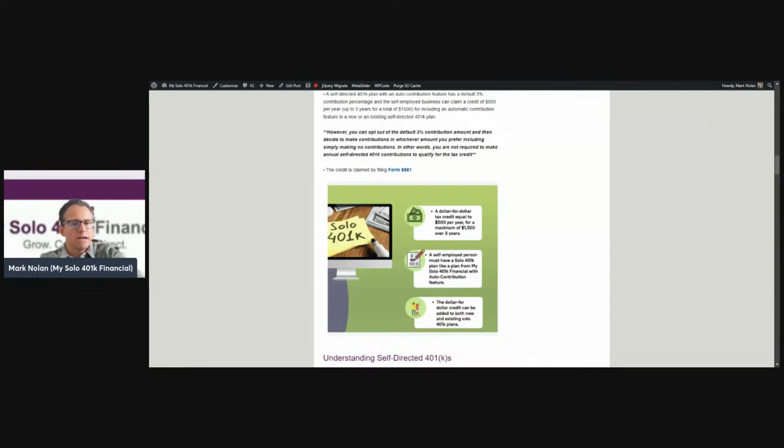Traditional plan providers like Fidelity and Schwab, Ascensus, Paychex, and so forth, even ADP, don't offer a solo 401k plan that has the auto contribution credit built into it. It really did not become available until April of 2023. So if you're an existing client from the middle of December of 2023 and prior, your plan can be amended to add this auto contribution credit this year, and you're going to qualify to get a $500 deduction, dollar for dollar, over a 3-year period for a total of $1,500.